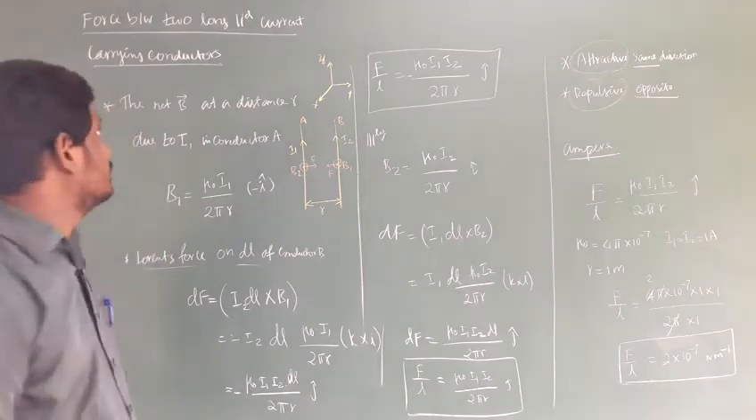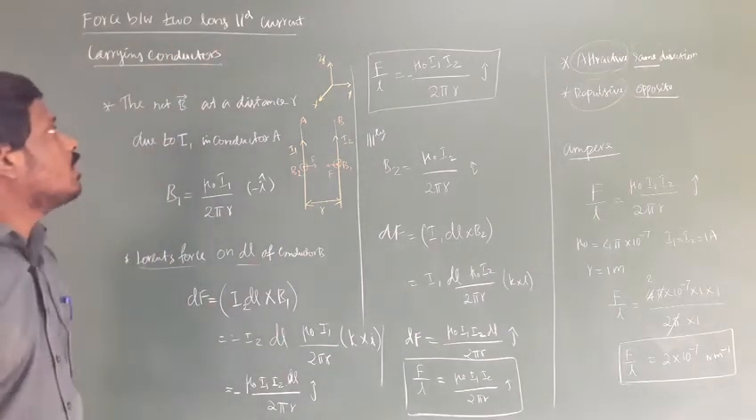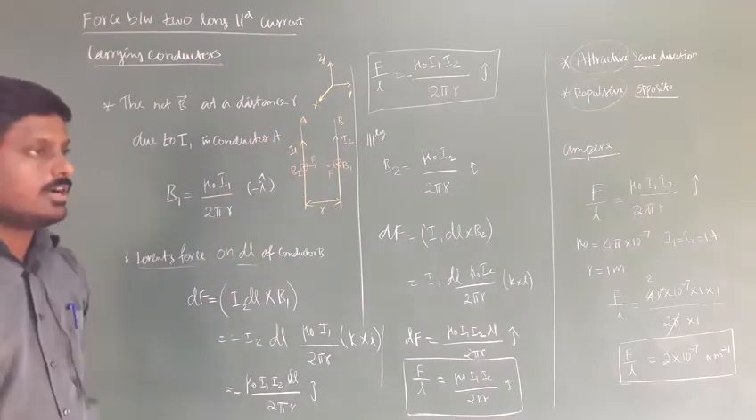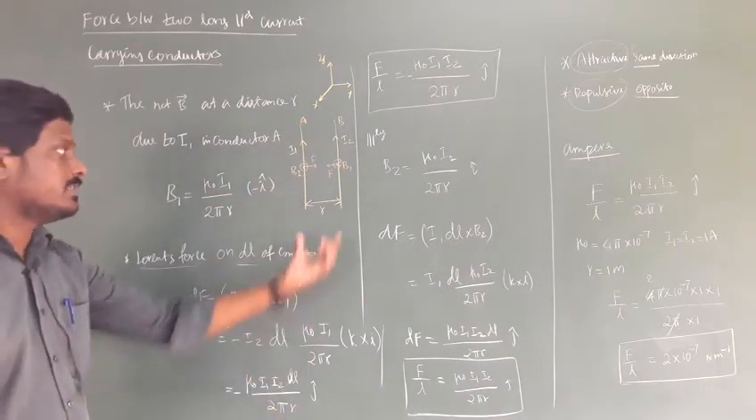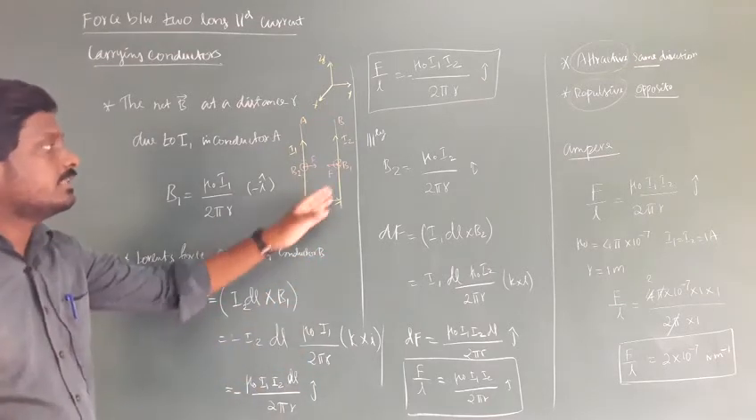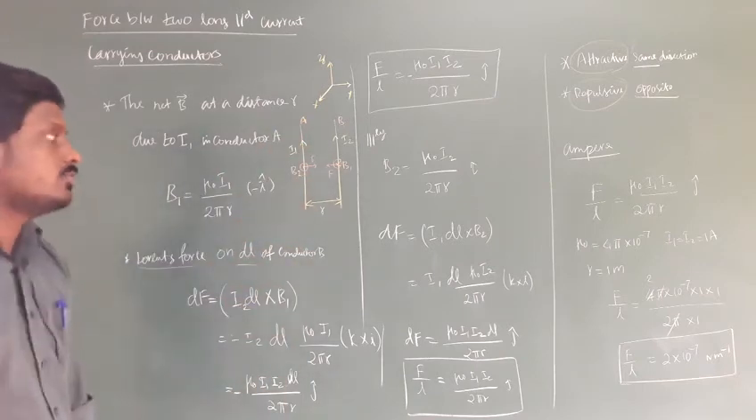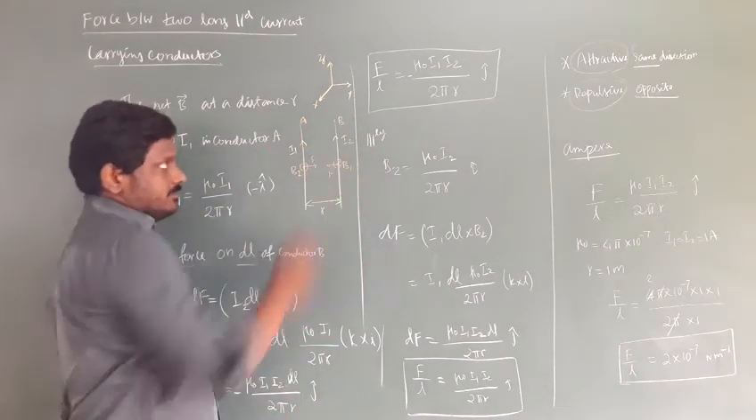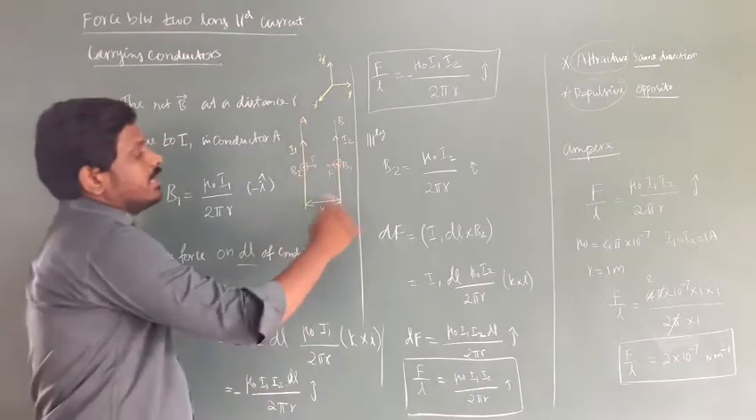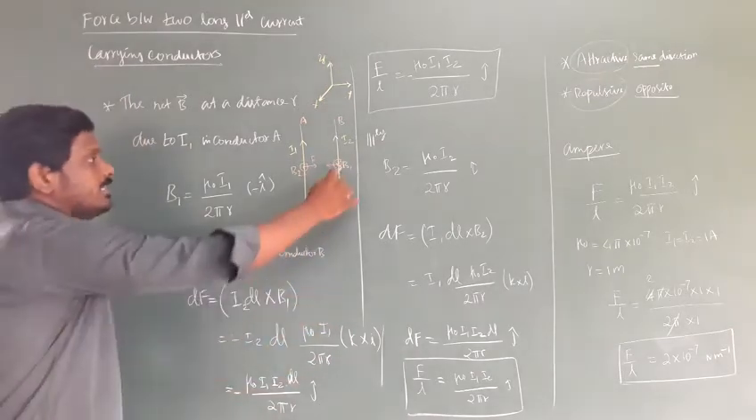12th standard physics. In this class we are going to discuss the force between two long parallel current carrying conductors. Consider the conductors A and B parallel to each other, separated by a distance R. Current I1 is flowing through conductor A, and I2 is flowing through conductor B. Due to the current I1, what is the magnetic field at conductor B, which is separated by a distance R?